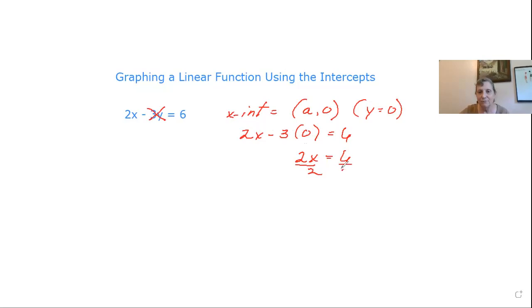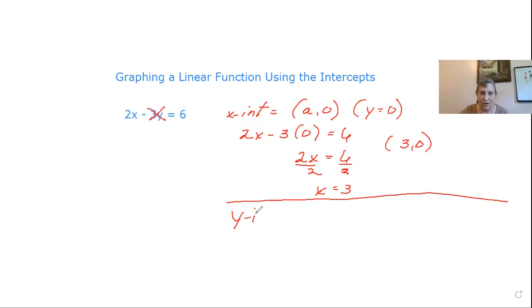Divide by 2, we get x equals 3. Since the y was 0 and the x is 3, then that means that the x-intercept is the point 3, 0. For the y-intercept, a y-intercept is always going to be a point where the x value is 0 and then some number for the y.